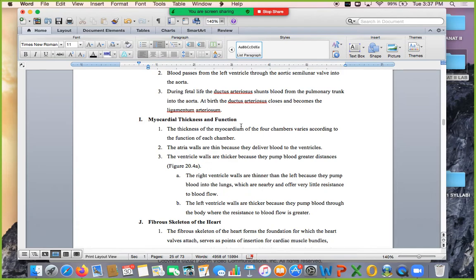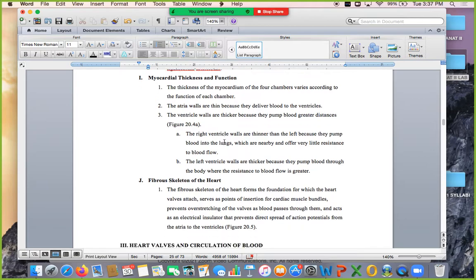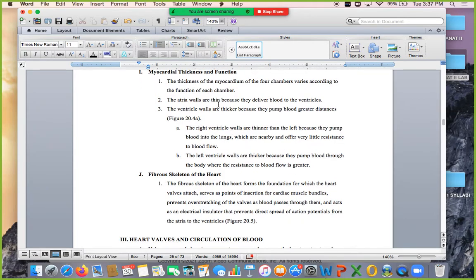All right, as we know, the left chambers are going to be thicker, namely the left ventricle is going to be the thickest. And the thickness of the myocardium is going to vary according to how the chamber functions. Atria are going to be thinner because they don't need to have much strength to deliver the blood into the ventricles, but the ventricles are thicker because they pump blood greater distances. And in general, the right ventricle is thinner than the left ventricle because the left ventricle walls need to be really strong to pump blood through the body, because we have more resistance when we're pumping blood through the aorta than when we are pumping blood into pulmonary circulation, which is what happens with the right ventricle.